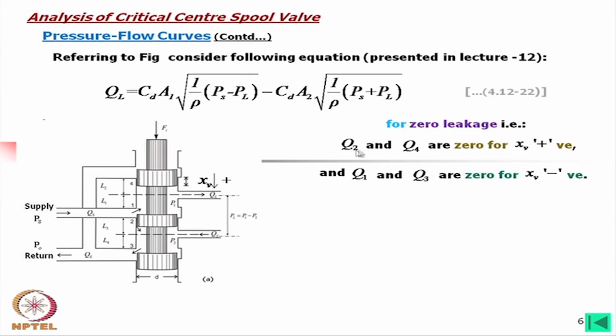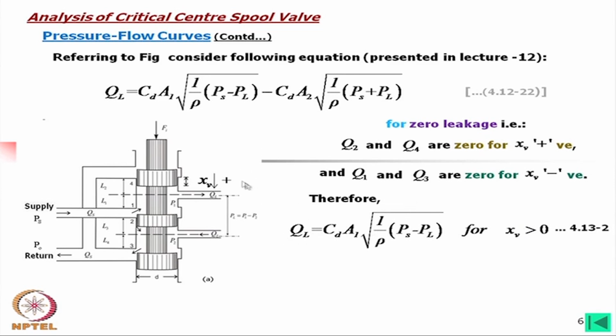Q2 and Q4 are 0 for positive x b plus b. That means, when this is the positive direction of the spool displacement, the spool displacement is also called stroke. For the positive stroke, we shall consider q 2 and q 4 is 0, whereas if we give this stroke in the opposite direction, that means in the negative direction, then q 1 q 3 will be 0, or in other words, in this equation we can consider A 2 is equal to 0.